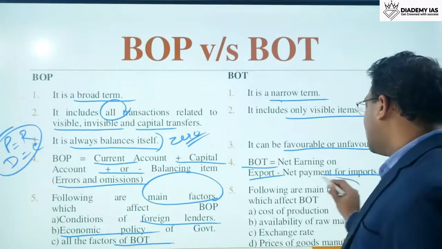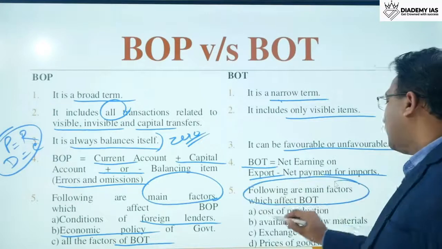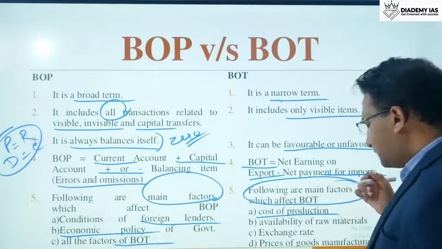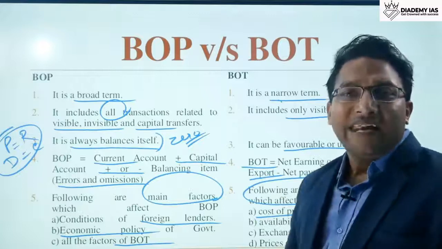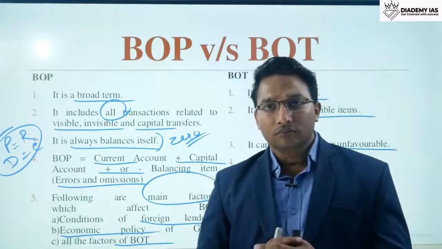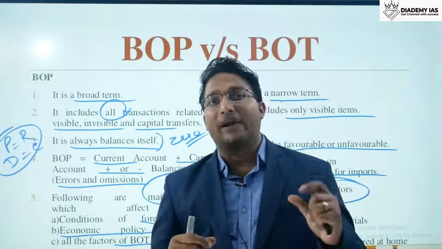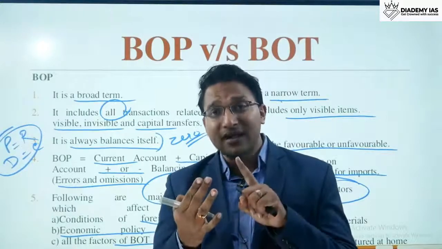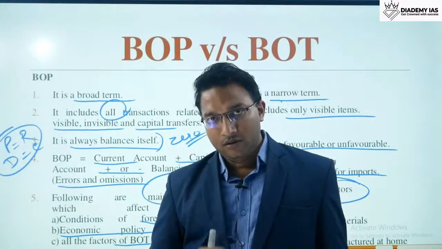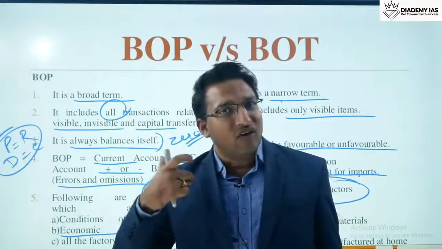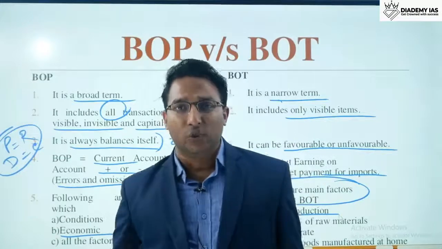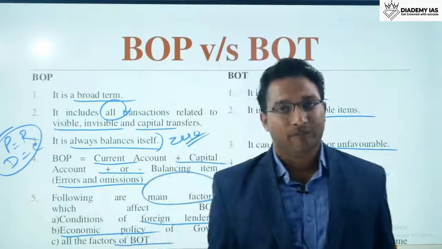Now, what are the main factors which affect the balance of trade? First is the cost of production, right? But before discussing the factors, let me ask you, in the balance of trade there are two items. One is the export, another is the import. So what are the factors which can impact the volume of export and import into India or from India?